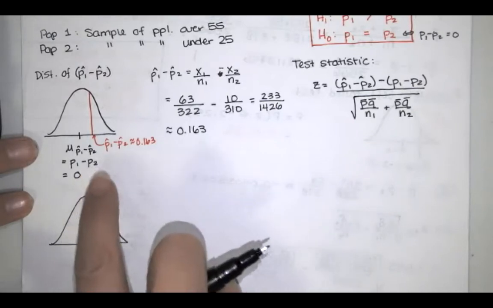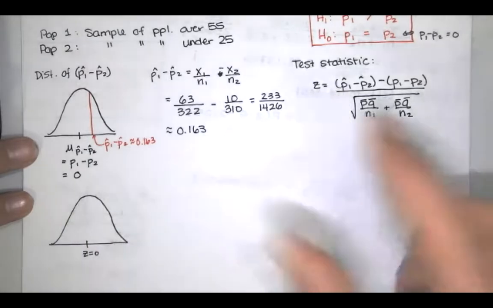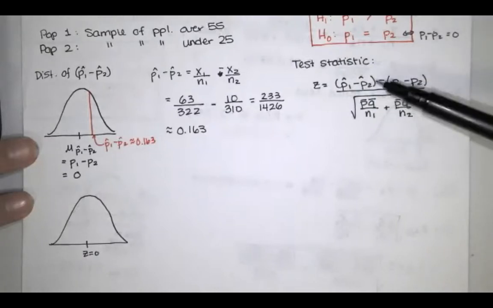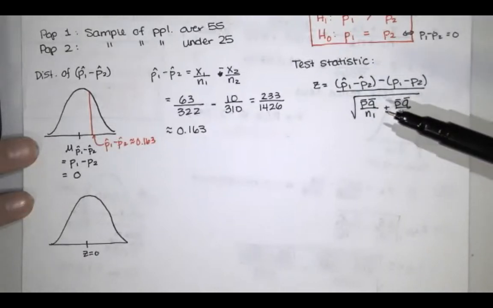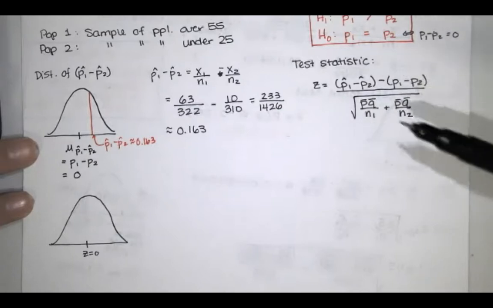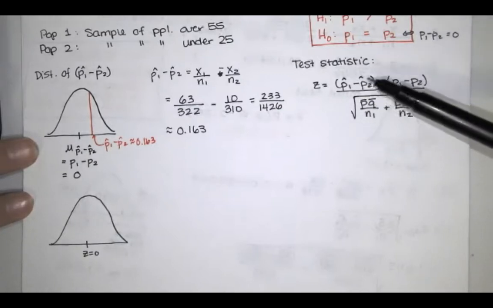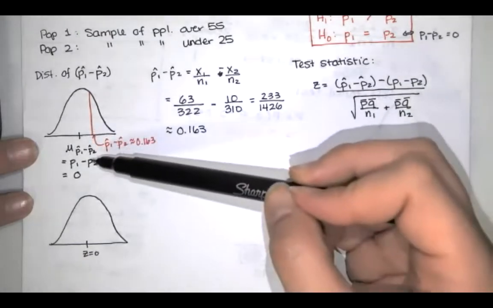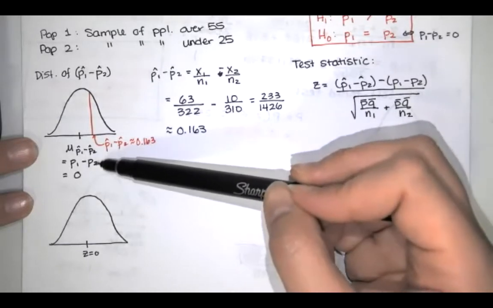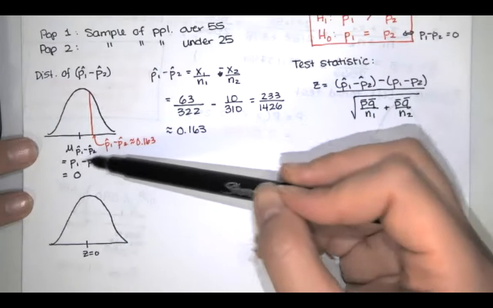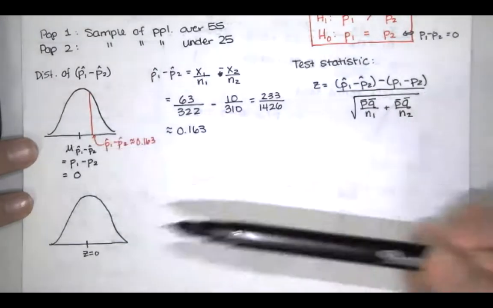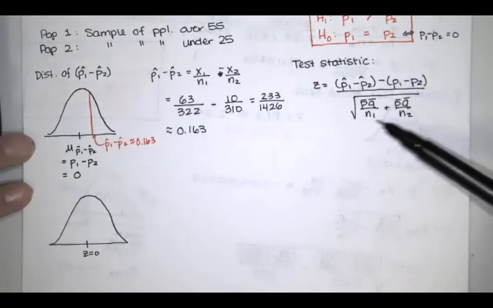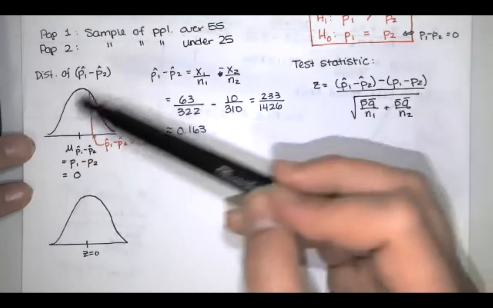Now, whenever we're converting from an x value to a corresponding z-score, what we typically do is we take that x value and we subtract the mean and we divide by the standard deviation. That's exactly what we're doing here, but instead of an x, we have the difference between P1 hat and P2 hat. And then the mean for this distribution is assumed to be P1 minus P2, but under our assumption that the null hypothesis is true, this value is just 0. And then the standard deviation is approximately given by this expression down here. That's the standard deviation of this distribution.